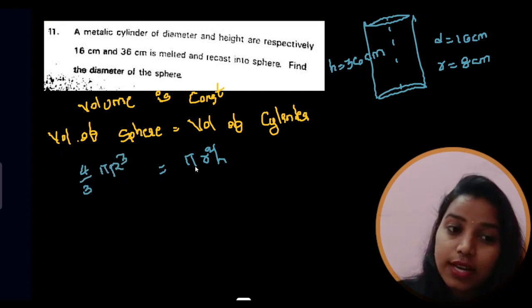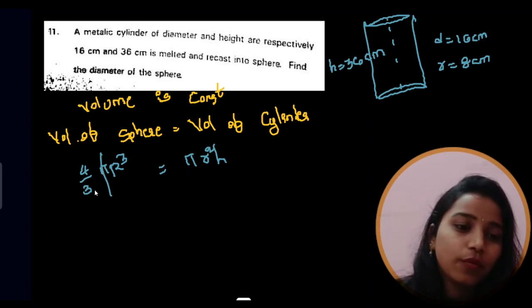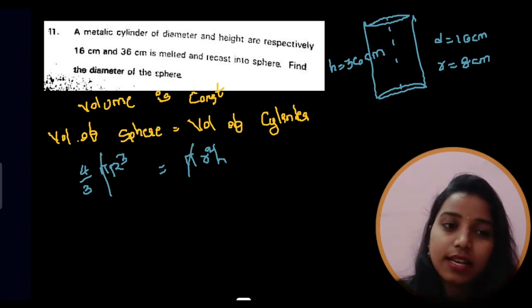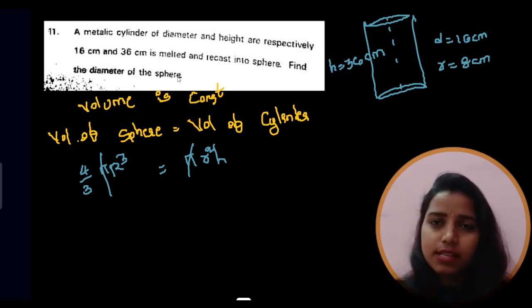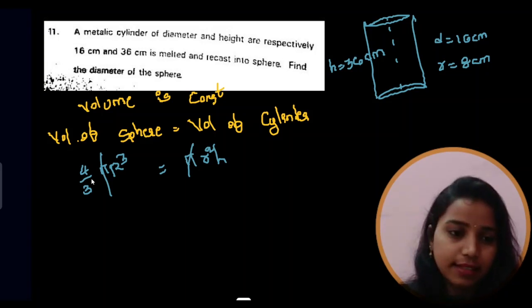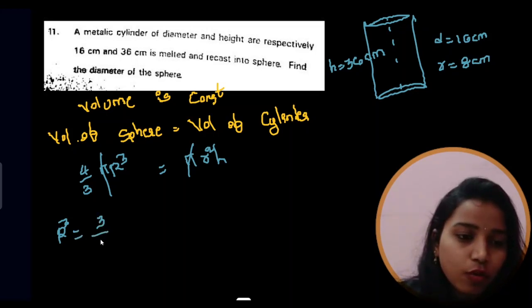We don't know this. This radius and this radius are different, so don't write the small r and then cancel it. Okay, so pi and pi get cancelled. We need to find capital R, that is the diameter of the sphere. That means we'll first find the radius and then go to the diameter. Now R cube I got here is 3 by 4 into r square h, right?